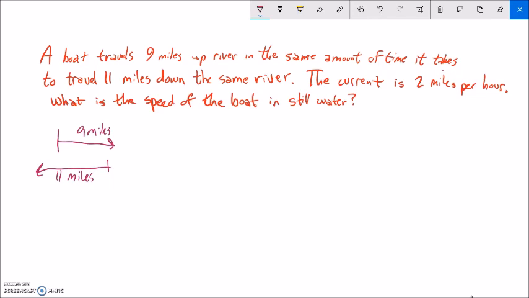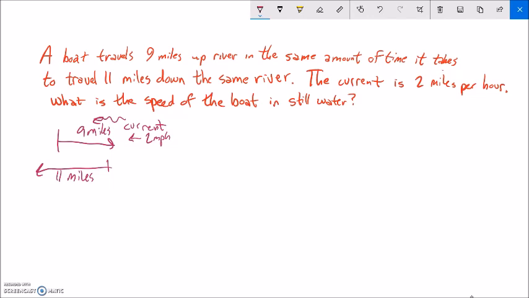This makes sense to me because the boat is going against a current. When it's going upriver, the current's going to slow it down. And as it's going downriver, the current's going to speed it up, contributing to its speed. The current is 2 miles per hour. Oh, good. So it's pushing at 2 miles per hour in that direction. What is the speed of the boat in still water?